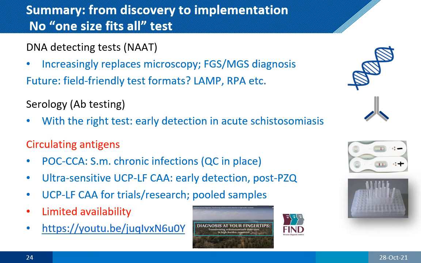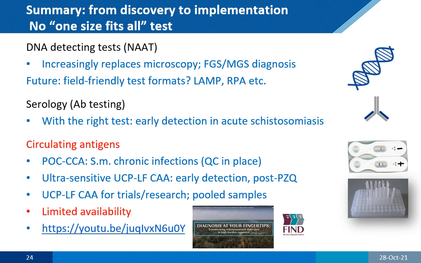The ultra-sensitive CEA test format is most effective for early diagnosis of acute schistosomiasis and for follow-up after treatment. It's a powerful diagnostic tool for clinical trials and research settings, and because of its ultra-sensitivity and high specificity, it also has high potential for antigen detection in pooled urine samples. But it is still an in-house test with limited availability.